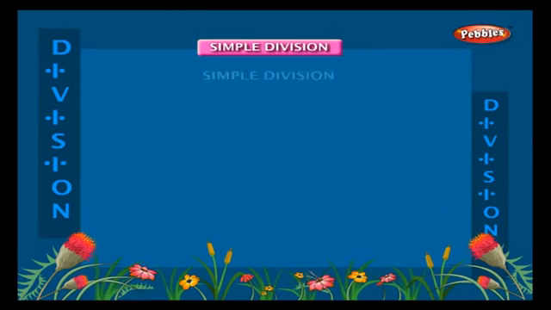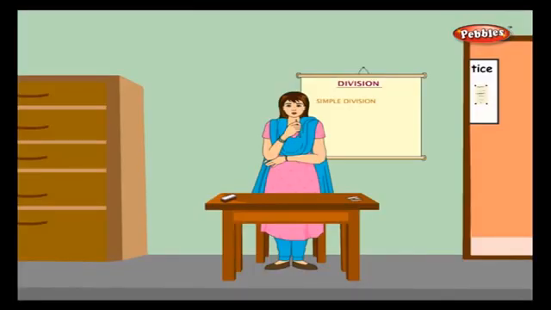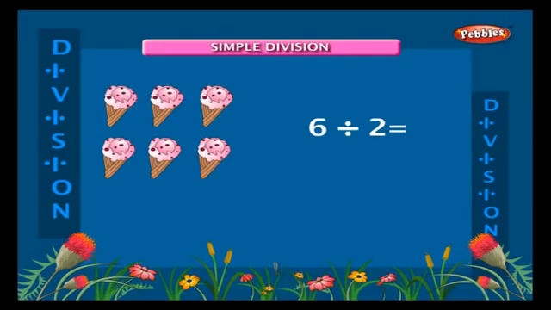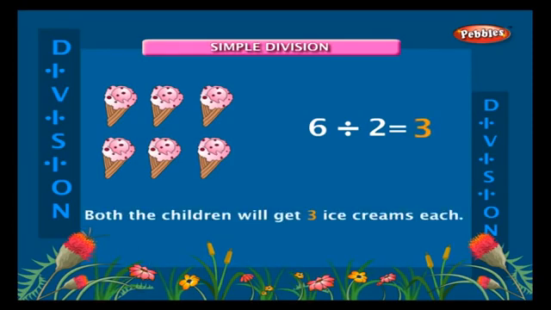Simple division. What would you do when you have to share 6 ice creams equally among 2 children? You should divide them among the 2 children. 6 divided by 2 is equal to 3. That is, both the children will get 3 ice creams each.